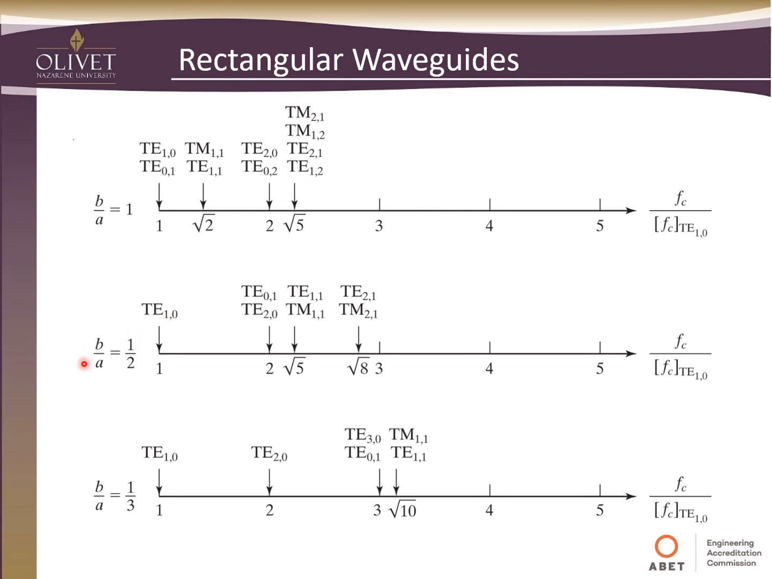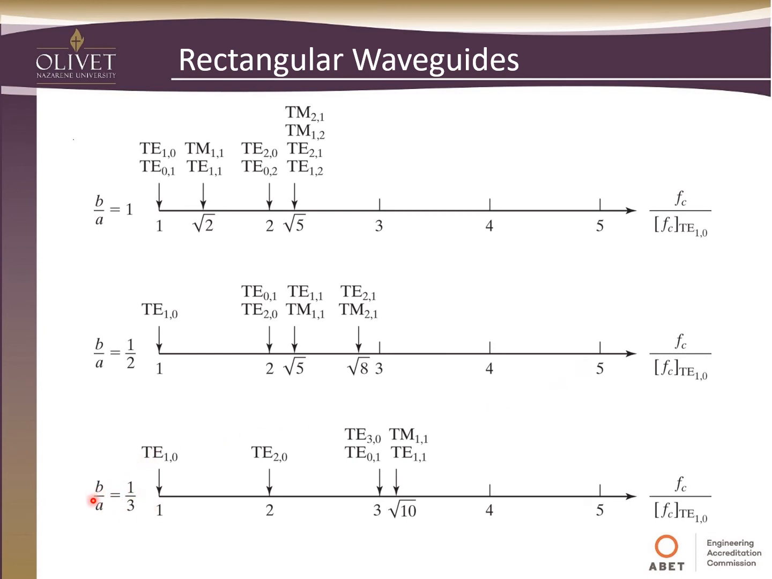Now if we come down to here where the ratio is 1 over 2, in this case we could say that if A was 3 centimeters, then of course B is going to be 1.5 centimeters. We put that 900 megahertz down the waveguide. Of course, our TE10 mode starts at 1, but not the TE01. That doesn't happen until 2, and that's because these sides aren't equal, right? Then we get up to the square root of 5 again, and we'll see these 1-1 modes start to propagate. We get up to the square root of 8, then the 2-1 modes, and so on and so forth.